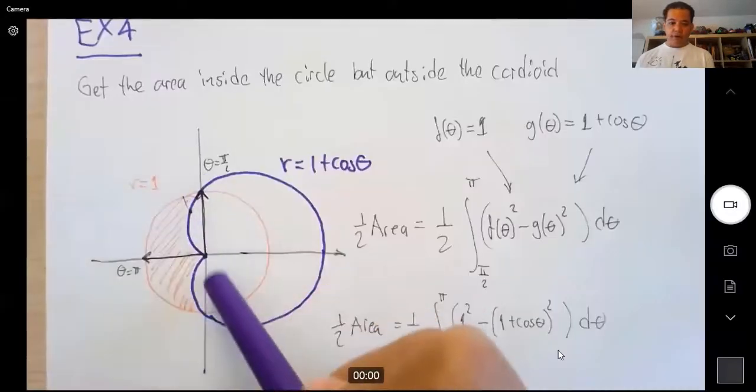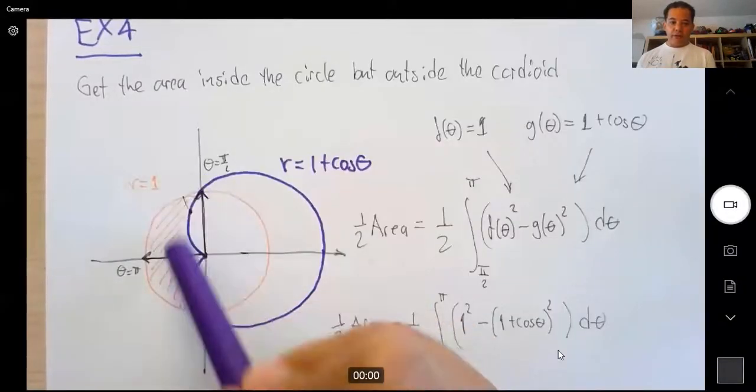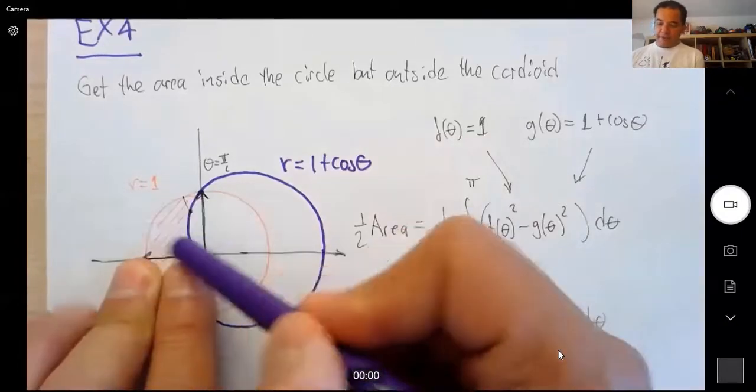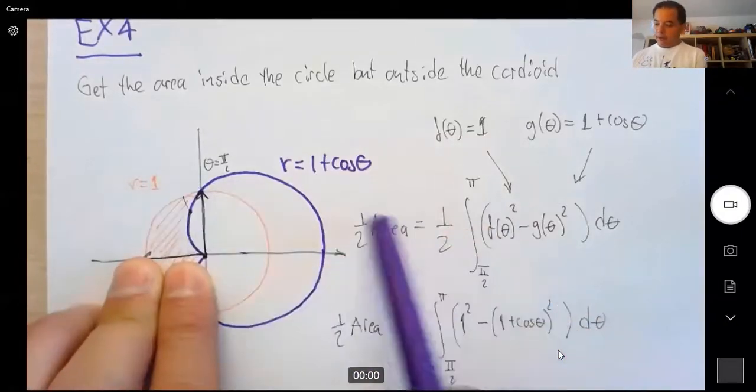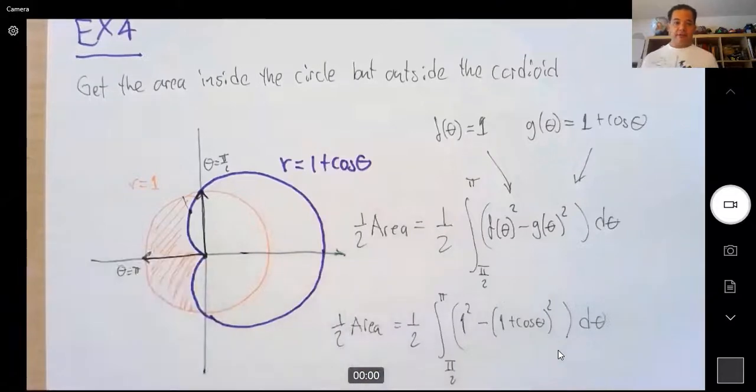Yeah, so Daniel is asking, why do I have one half the area equals one half the integral? The answer is that I am only calculating half of the region that I want. Let me go back to my picture. The question asked of us is to do all of the orange part, but I'm only doing this part. That's why I put one half the area. All right. Hope that answers your question, Daniel.